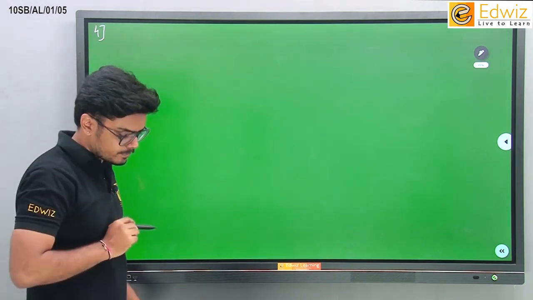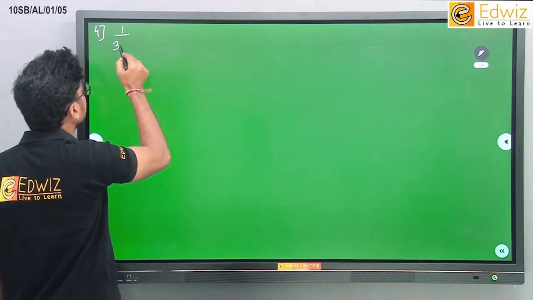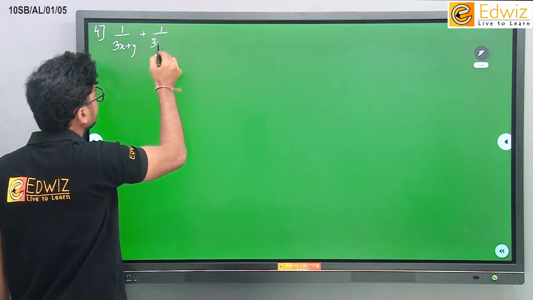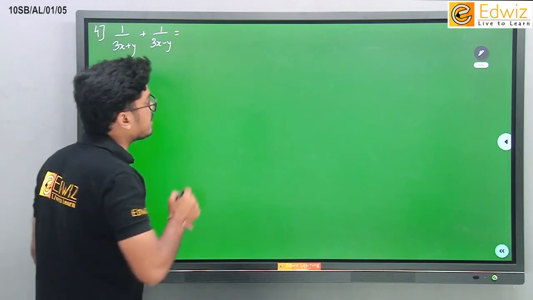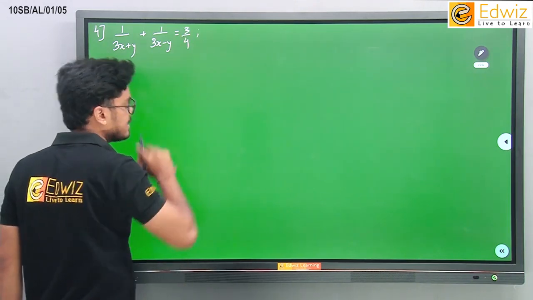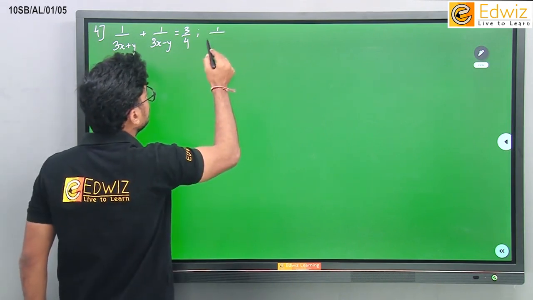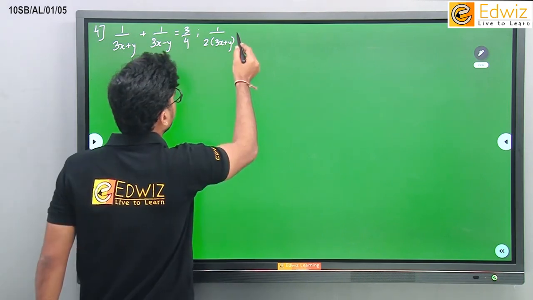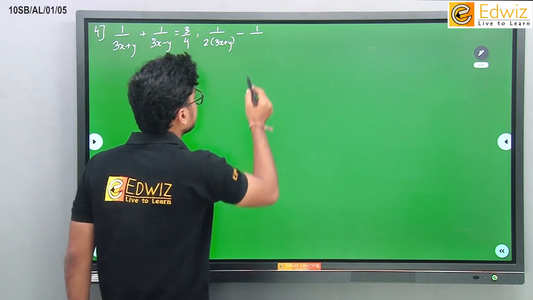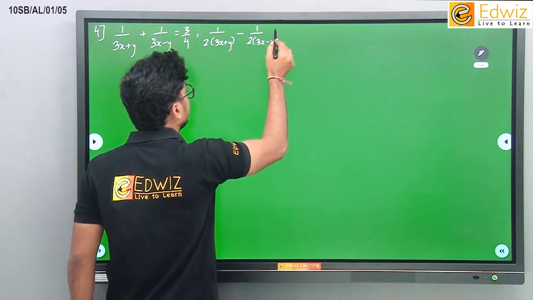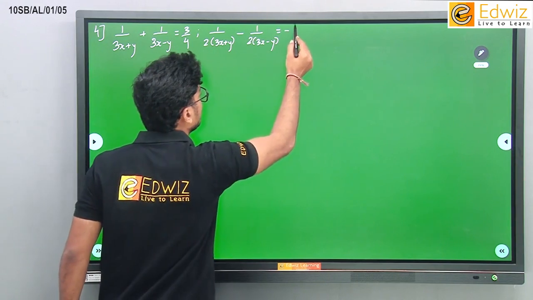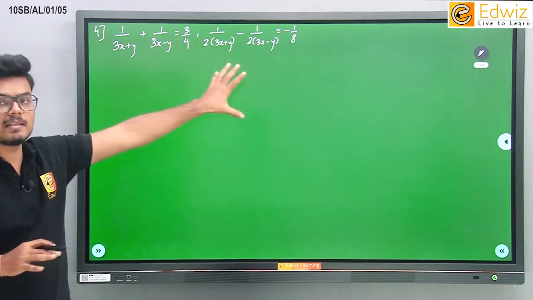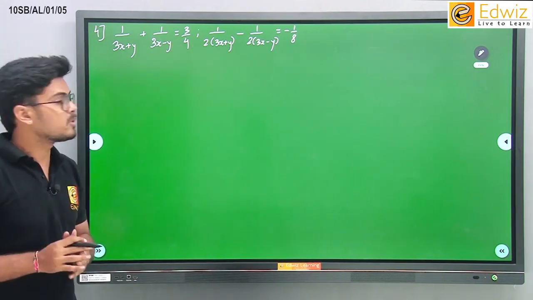Fourth sub question, 1 upon 3x plus y plus 1 upon 3x minus y equals to 3 upon 4. ये मेरा first equation है. Second equation is 1 upon 2 times 3x plus y minus 1 upon 2 times 3x minus y equal to minus 1 upon 8. Okay, so these are the linear equations given to us. I mean, they are not linear. We will convert them into linear equations. Let us do it in a similar way.